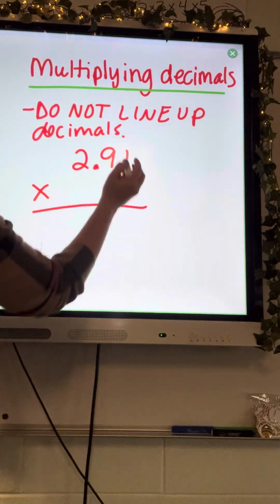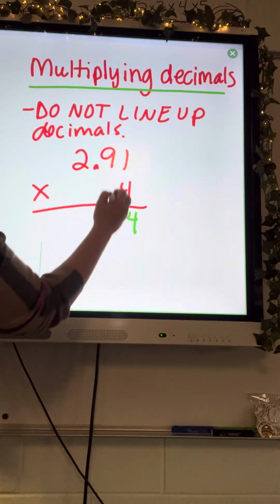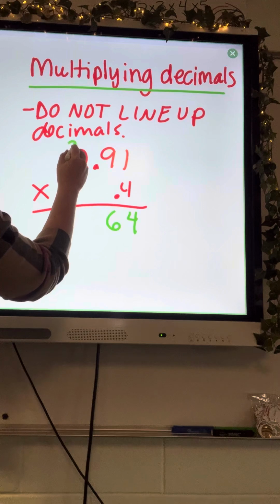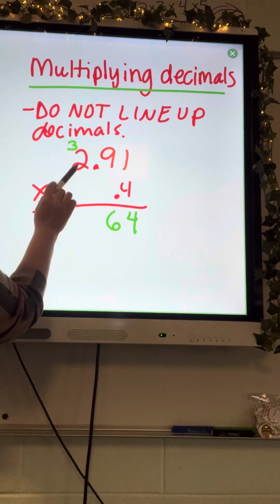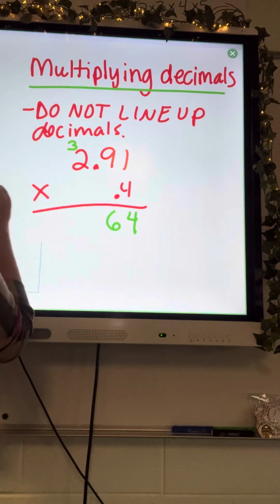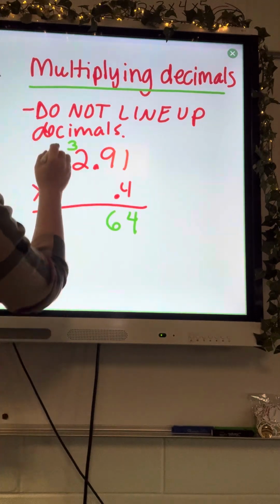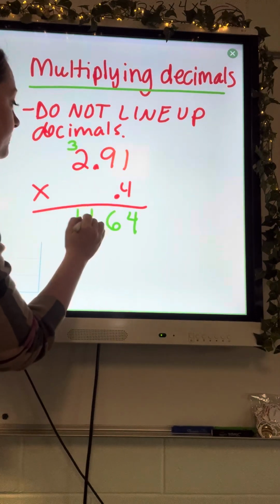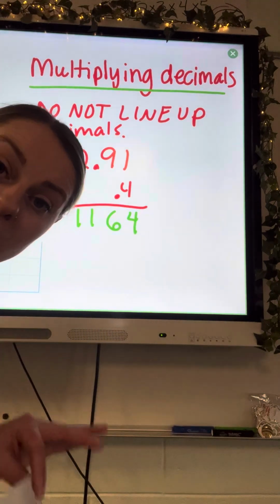So here we go. 4 times 1 is 4. 4 times 9 is 36, carry the 3. So when you look at it, you're reading from left to right: 36. And then we have 4 times 2 is 8, and then 8 plus 3 is 11. Now, this is the tricky part, knowing what to do with your decimals.